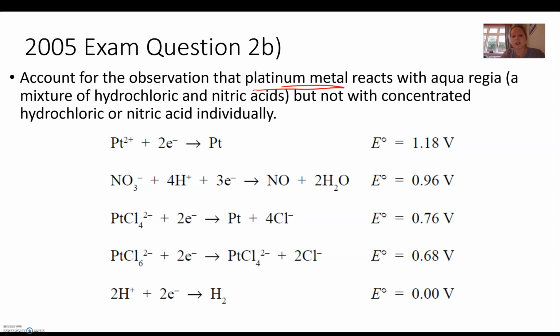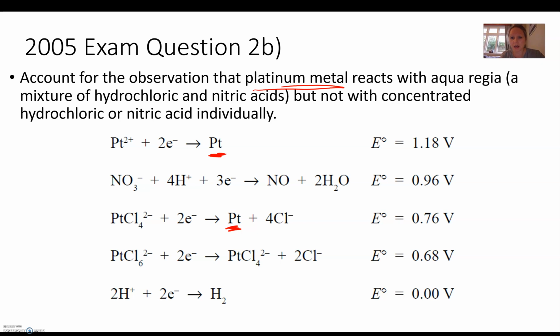So the first thing that you need to understand is it says platinum metal. So because it says platinum metal, the metal must be getting oxidized. Because here's platinum metal, and there's only two reactions that actually have platinum metal. So that's a really big helpful hint to start with.